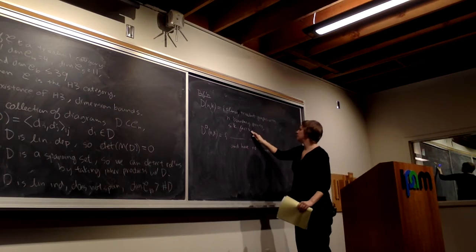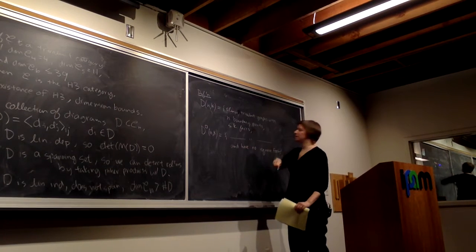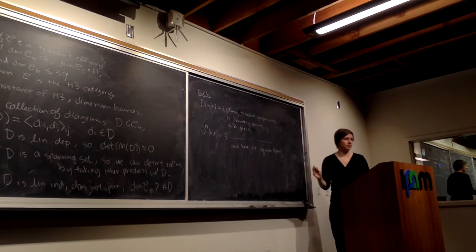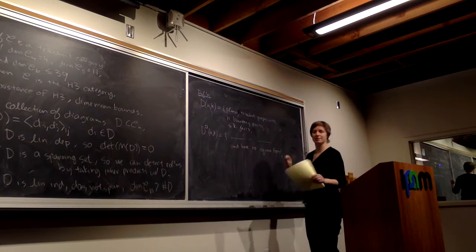Probably up here, when I said less than or equal to k faces, I should have said all the faces are four-gons or bigger, right? None of the faces are triangles or small triangles.